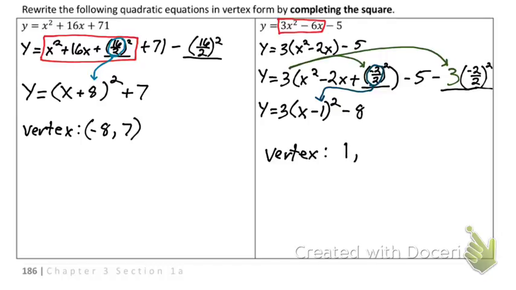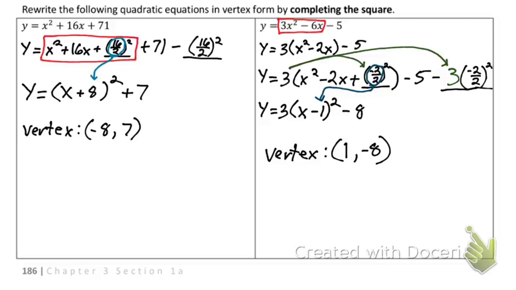1, negative 8. Remember, it's not negative 1 because it's inside the parenthesis. It is really what makes this 0. So it's 1, negative 8. And since my a value is 3, notice my a value never changes. If my a value starts out as a 3, my a value ends in a 3, even in vertex form. Your a value will always stay the same.